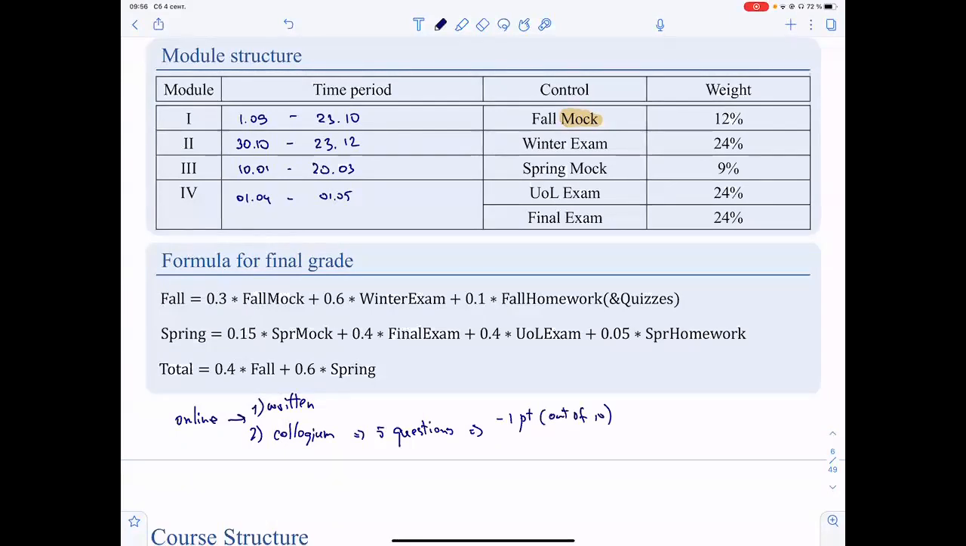The same framework is going to be applied towards the homeworks. We're going to have about 20 homeworks during this academic year. It's not that much, about 4 or 5 homeworks per module.